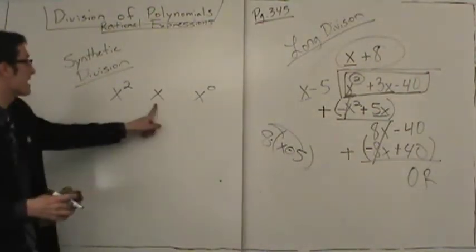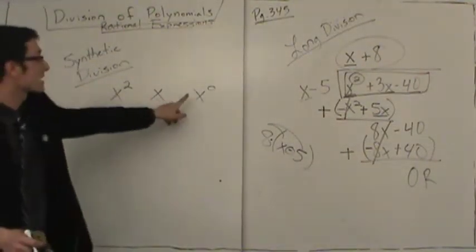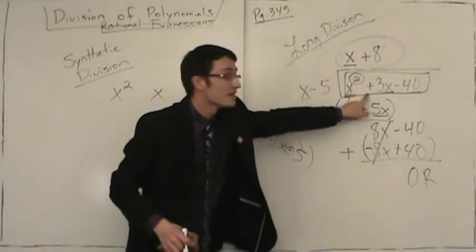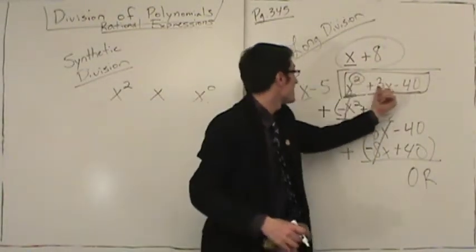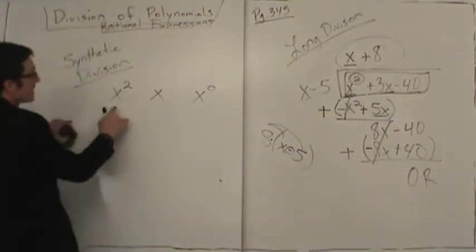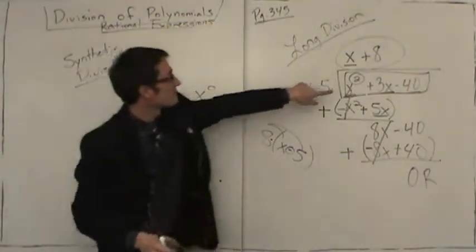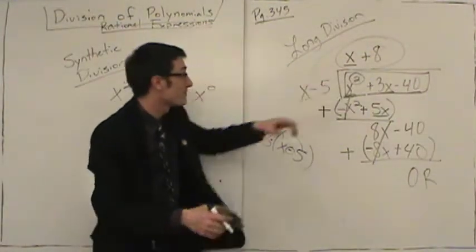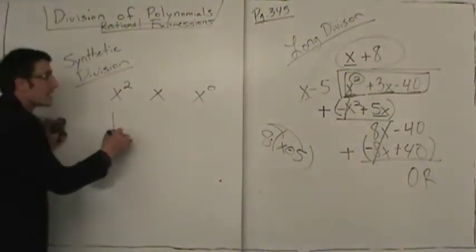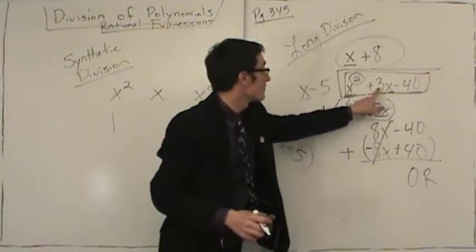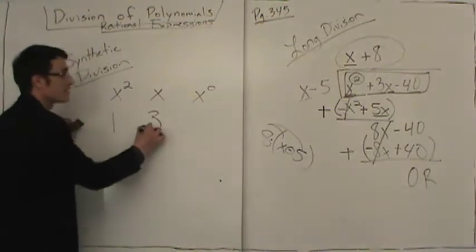So we represent all degrees of x in the dividend, what's underneath the division symbol. Okay, now, underneath the x squared, we're going to put what's in front of x squared. What's in front of x squared? Hopefully you say there's a 1 in front of x squared, so we put a 1. And what's in front of your x term? Hopefully you say 3, so we're going to put a 3 underneath the x.